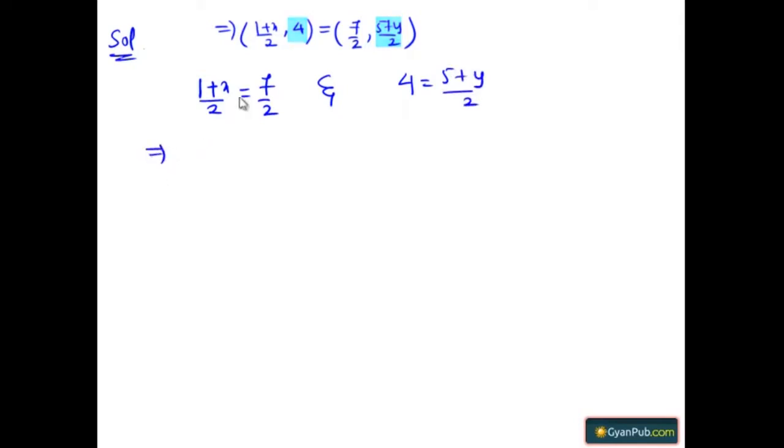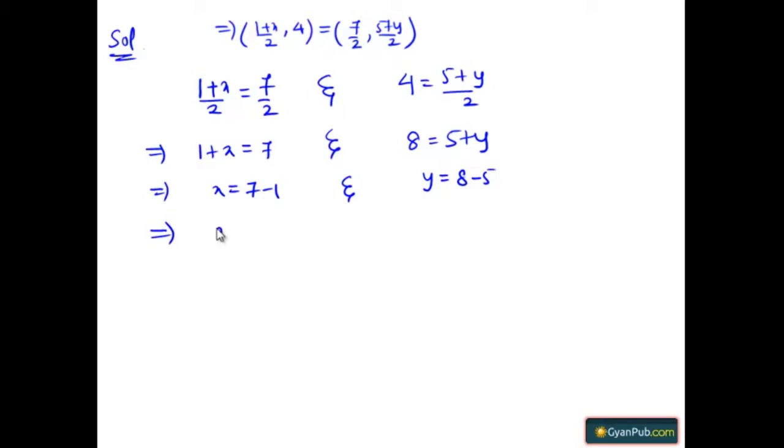This implies multiplying by 2 on both sides, we get 1 plus x equals 7, and multiplying by 2 on both sides, we get 2 times 4, which is 8, equals 5 plus y. This implies x equals 7 minus 1 and y equals 8 minus 5. This implies x equals 6 and y equals 3. Hence, the values of x and y are 6 and 3.